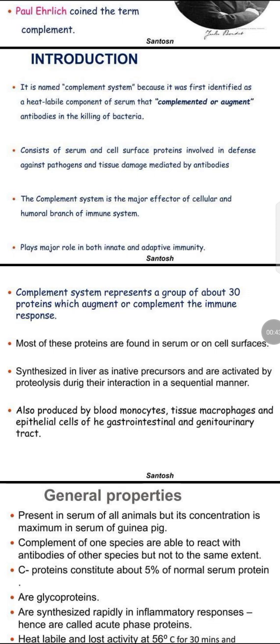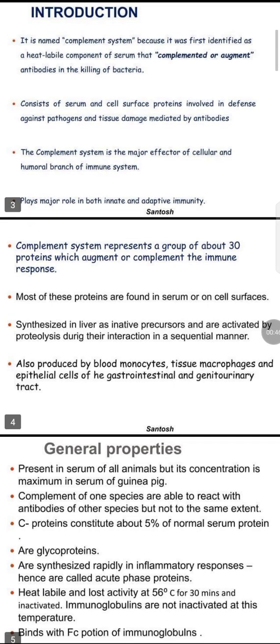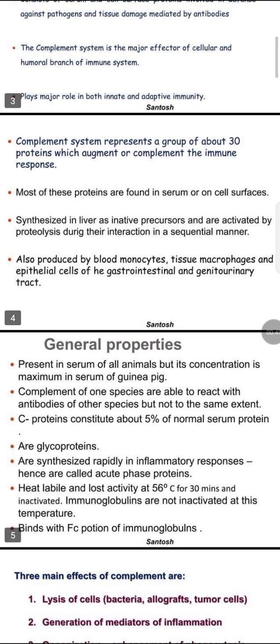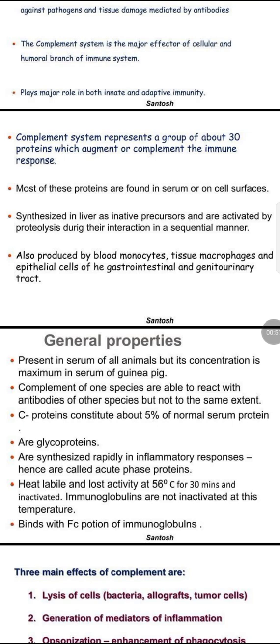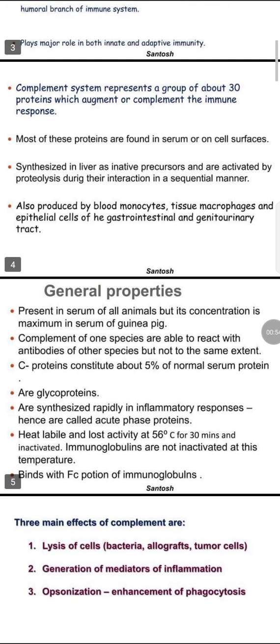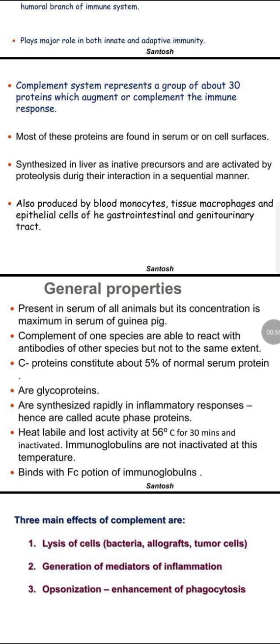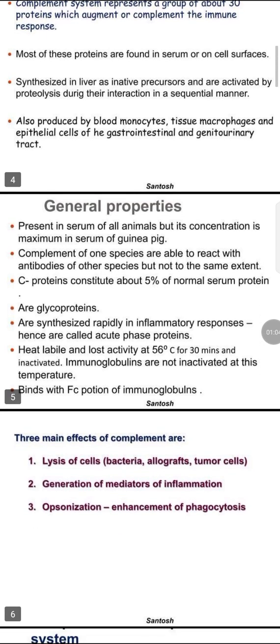So these simply are a group of about 30 proteins which augment or complement the immune system. Most of these proteins are released by the liver, then they are secreted in serum. Like I said, these are synthesized in the liver as inactive precursors and are activated by proteolysis during their interaction in a sequential manner. So one of the proteins will activate the other protein, the other one will activate the other one. That's how it is.